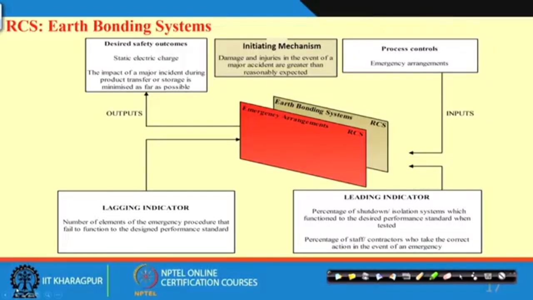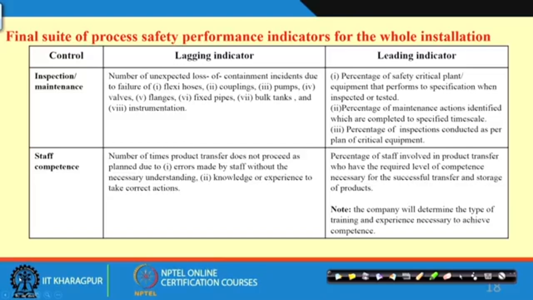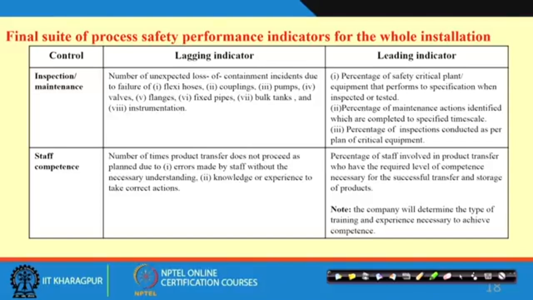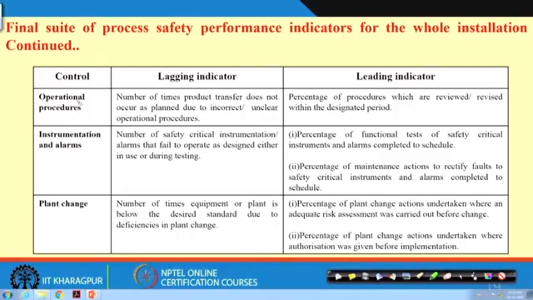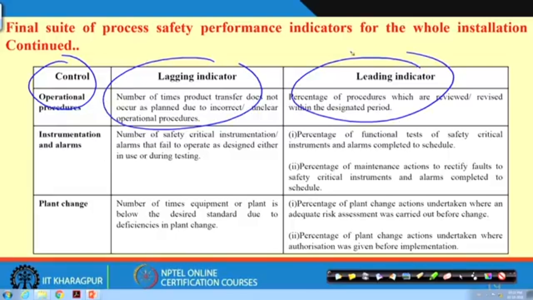Emergency arrangement. So, like that, we have seen for all the initiating mechanisms how to apply risk control systems, and from the risk control system, how you bring out lagging indicators and leading indicators. Now, I am putting everything in one place. So, for inspection and maintenance, for this risk control system, these are the lagging indicators, these are the leading indicators.